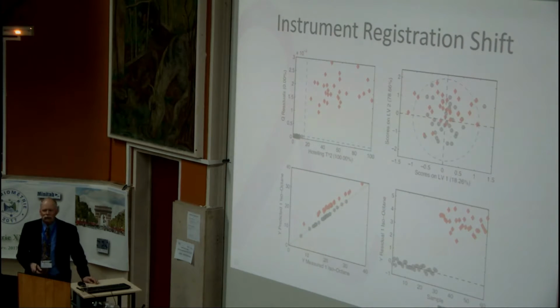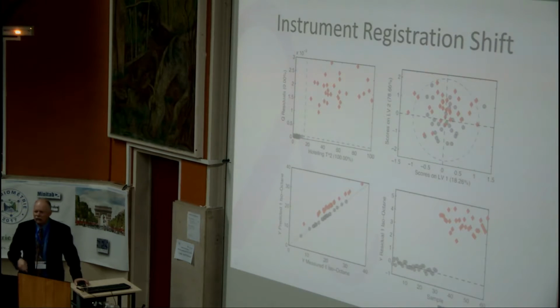And an instrument registration shift will also look something like this. High t-squareds typically, high Q's. Scores on the first major components, usually not too bad. It usually results in a fairly constant offset in the system and bad prediction errors.